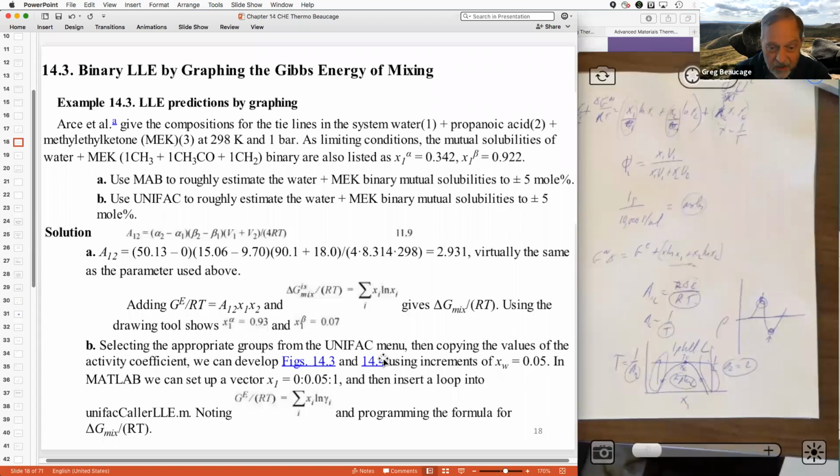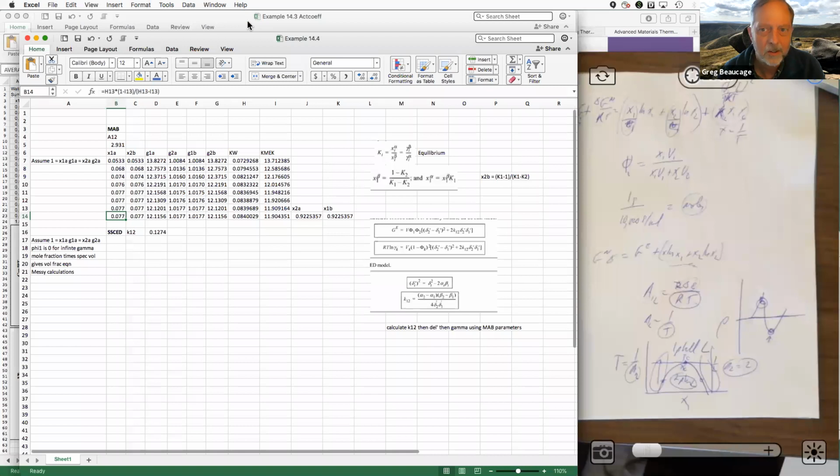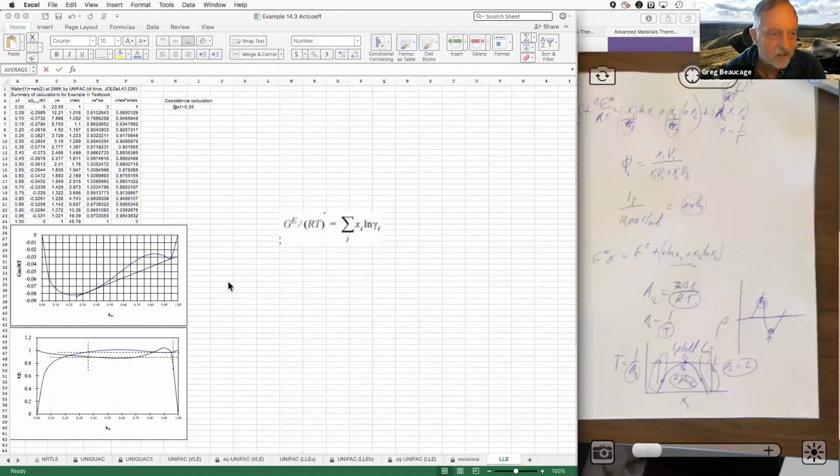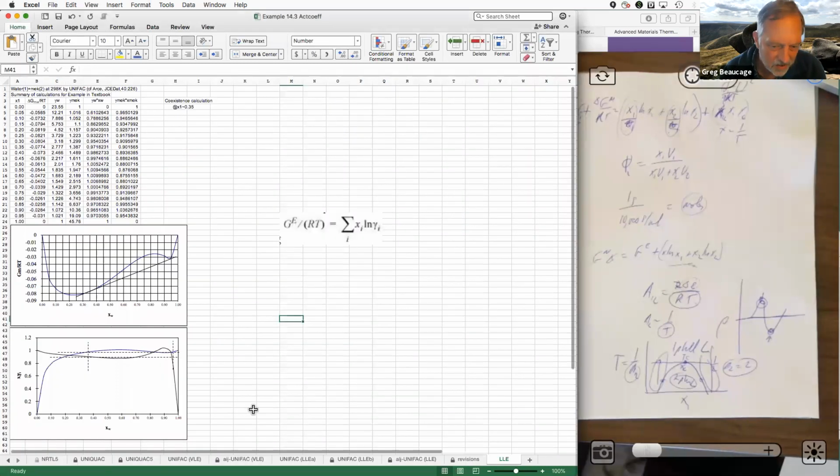Better is to use the UNIFAC. Okay, so the UNIFAC is going to be over here. So let's see, this is 14.3. So UNIFAC is going to involve using Excel, or you could use Aspen or something. Basically we're using Excel because none of the programs like Aspen work on a Mac.